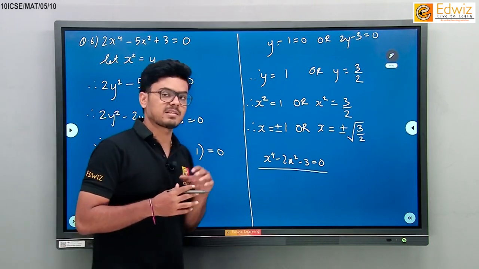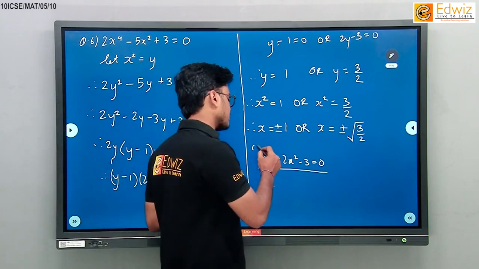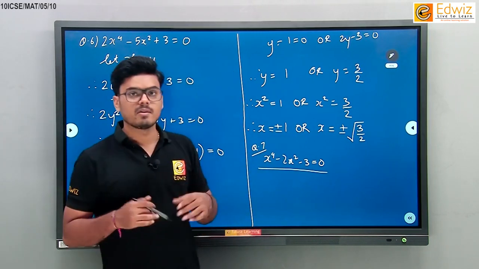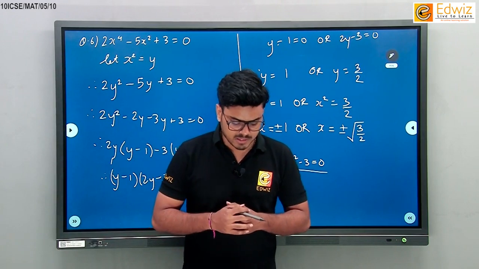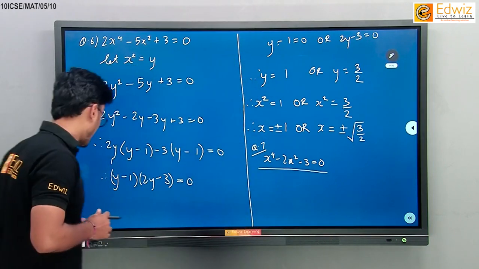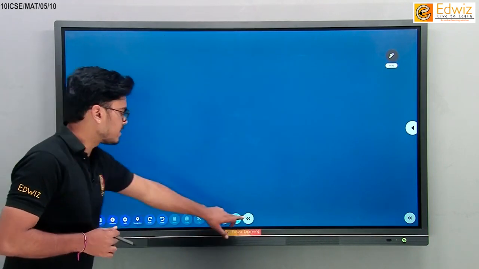Okay? So I leave this question up to you. Please mark question number 7 as your homework. This is question 7 in your textbook. Okay? We will continue on to the next question, that is question number 8. Question number 8.